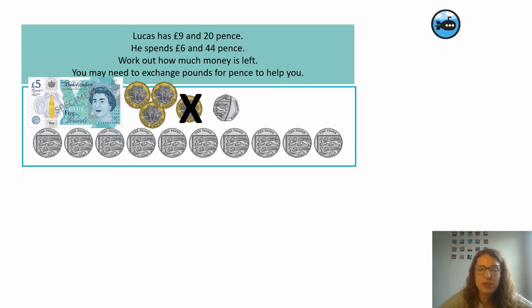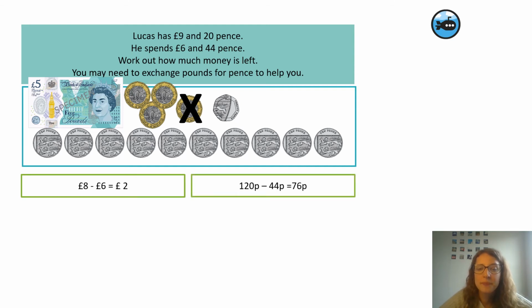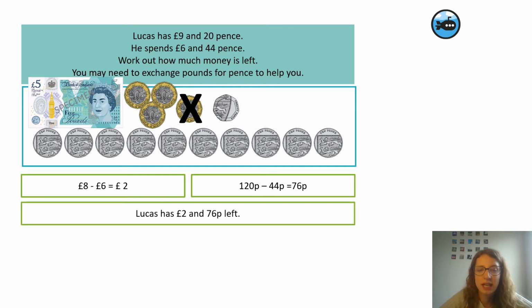Okay, so I'm going to exchange one of my pounds for 10 pences. Okay, so I've now got 5, 6, 7, 8 pounds, okay, and 120 pence. So I can then do 8 take away 6, which gives me £2. I could do 120 pence, take away the 44 pence, which gives me 76. And my last step, we need to add those two answers together.